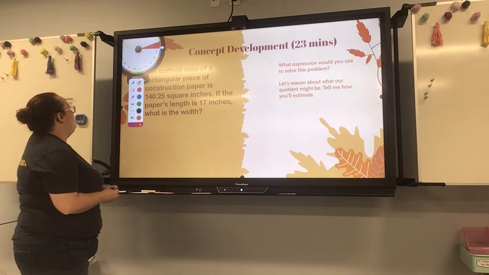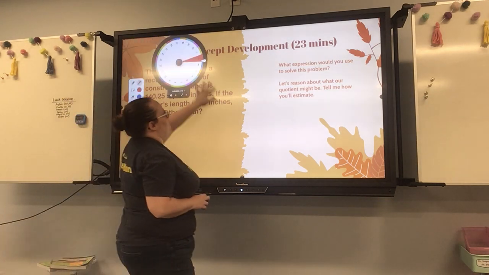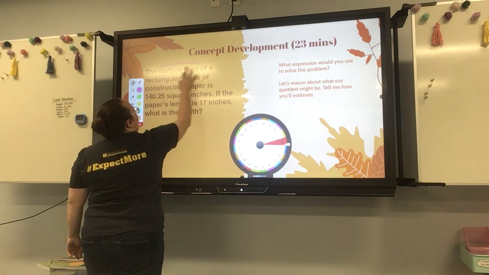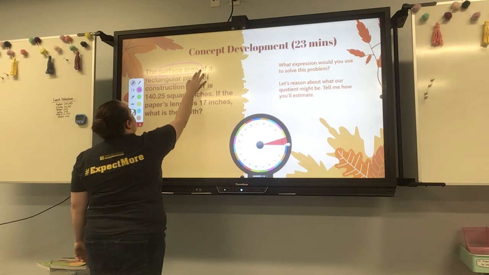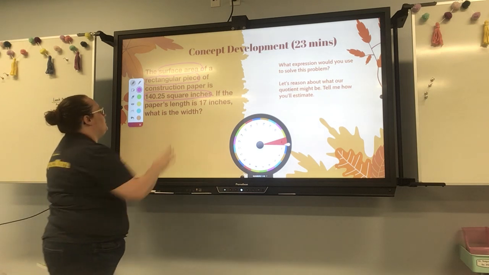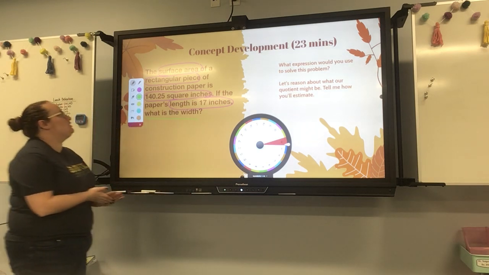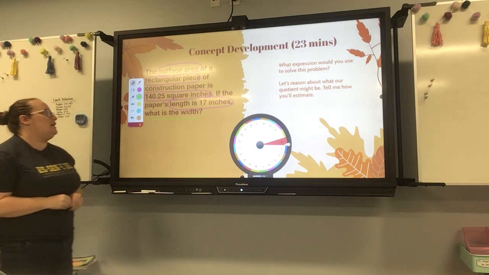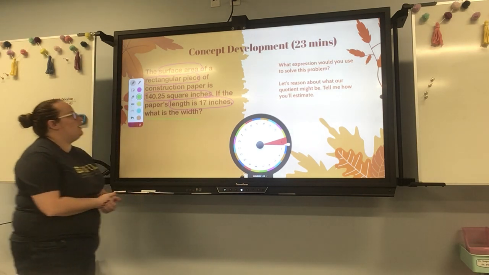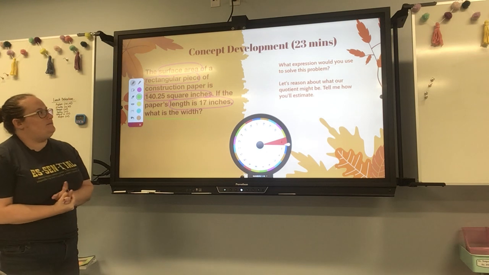All right, next problem. The surface area of a rectangular piece of construction paper is 140 square inches. If the paper's length is 17 inches, what is the width? I'm going to read that one more time. The surface area of a rectangular piece of construction paper is 140.25 square inches. If the paper's length is 17 inches, what is the width?